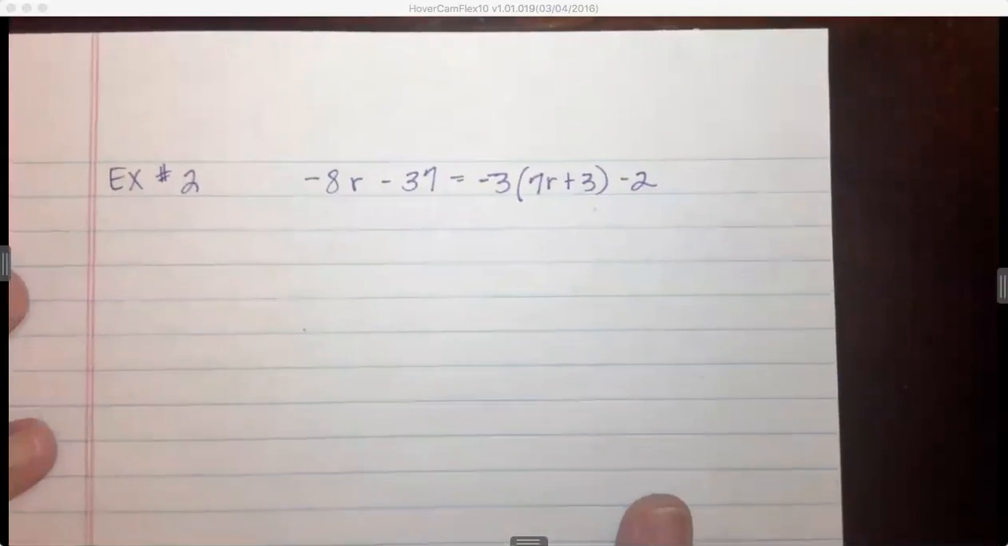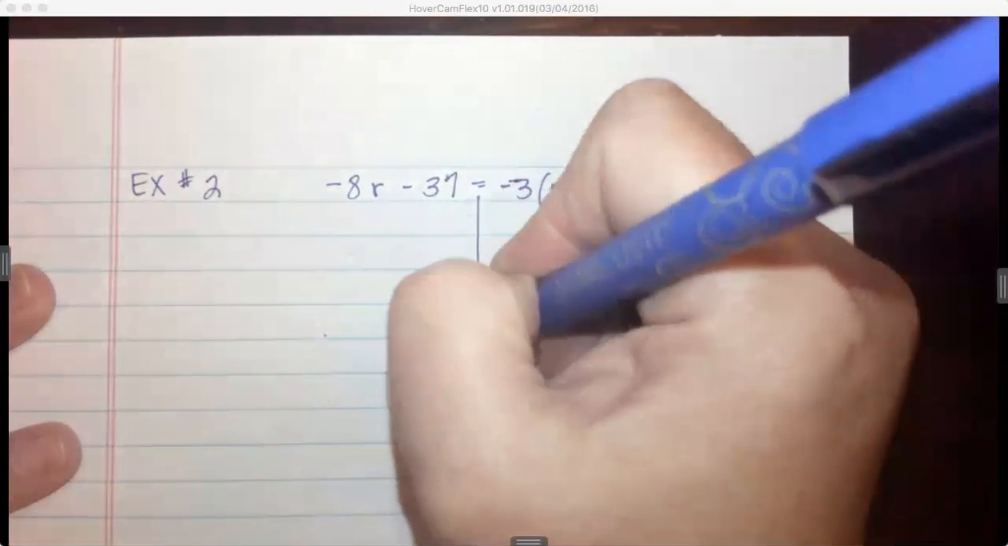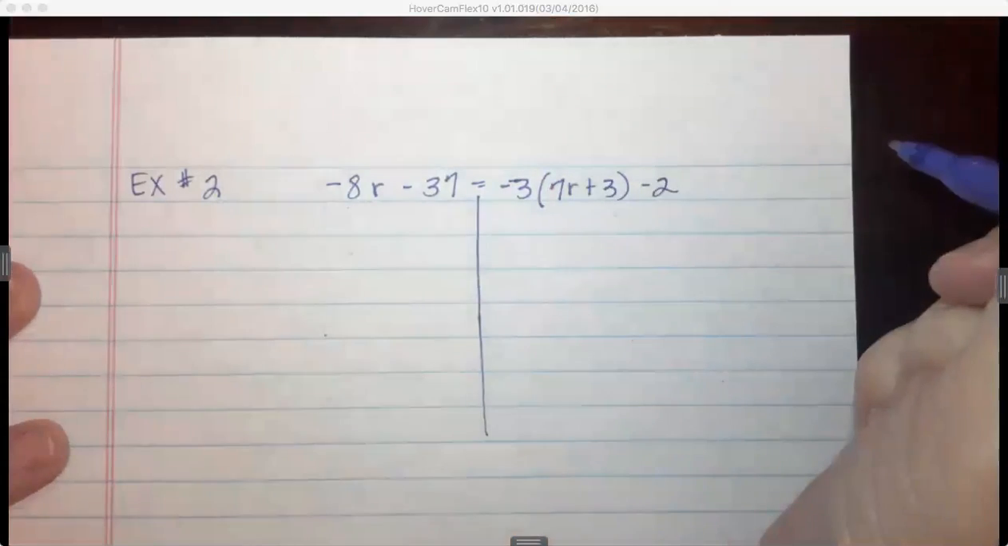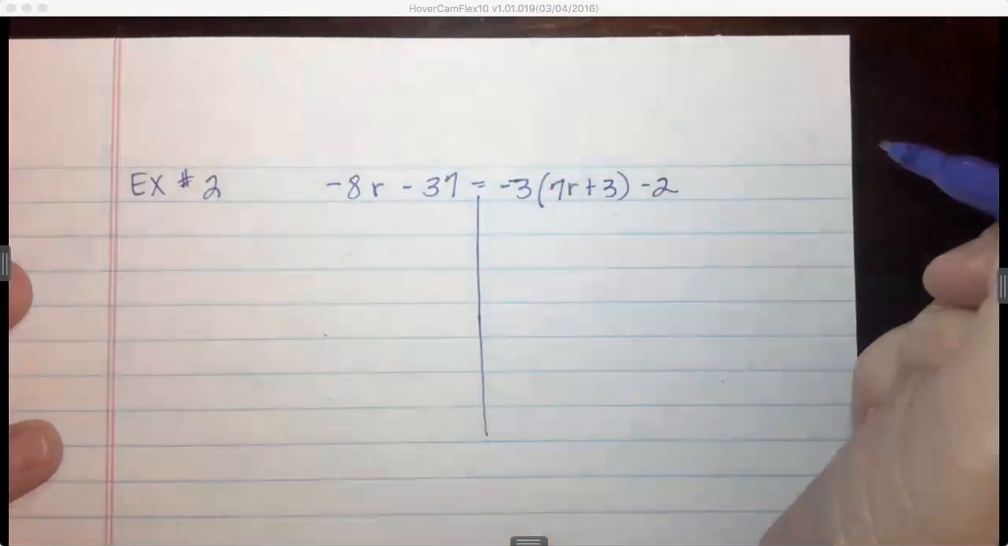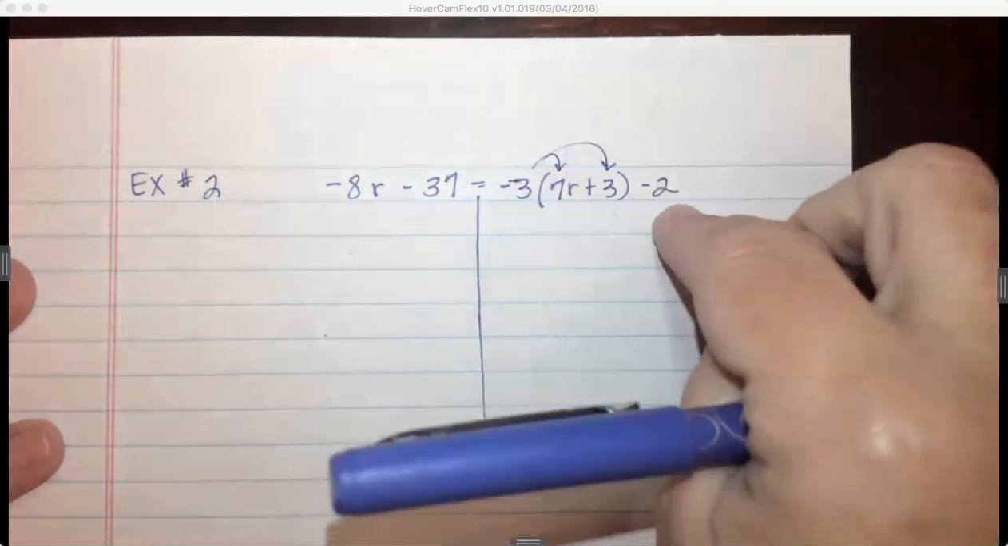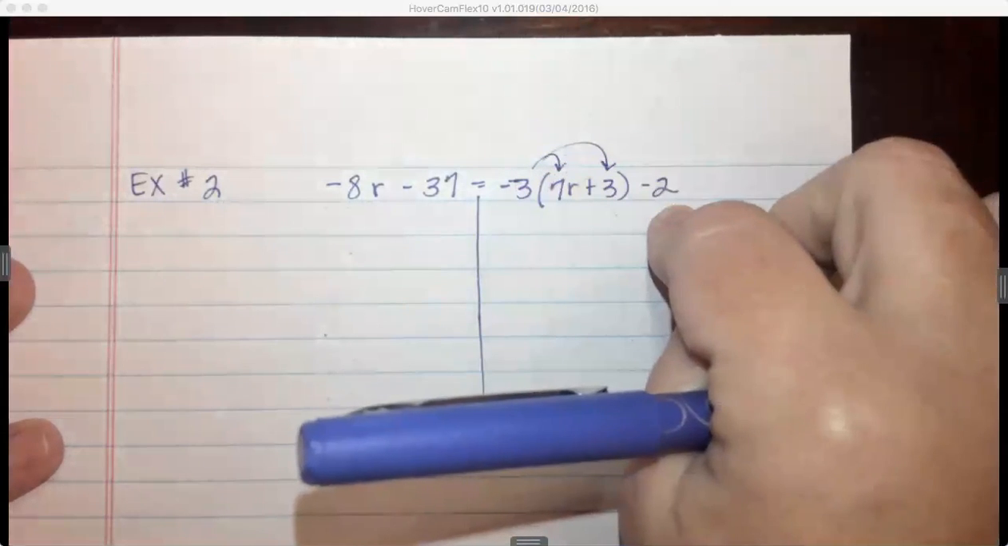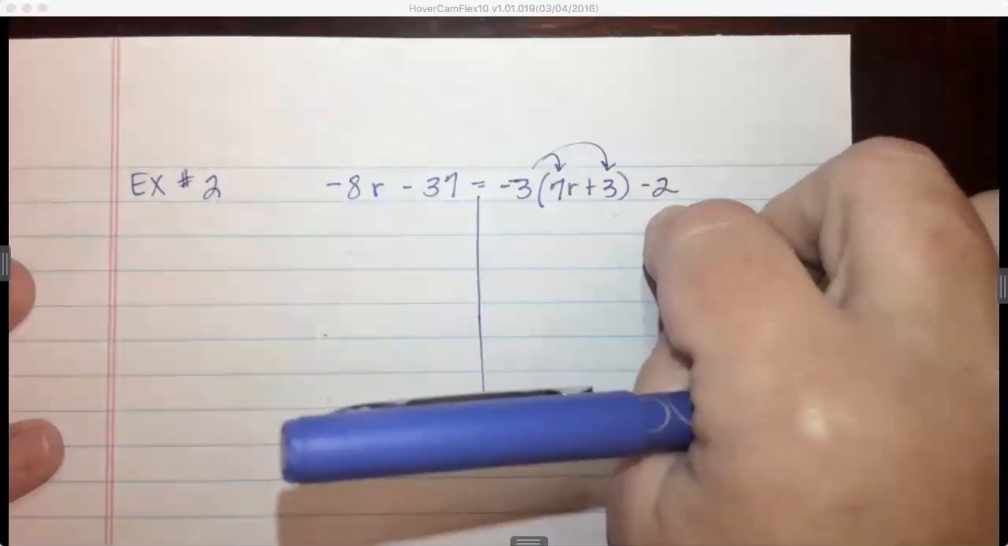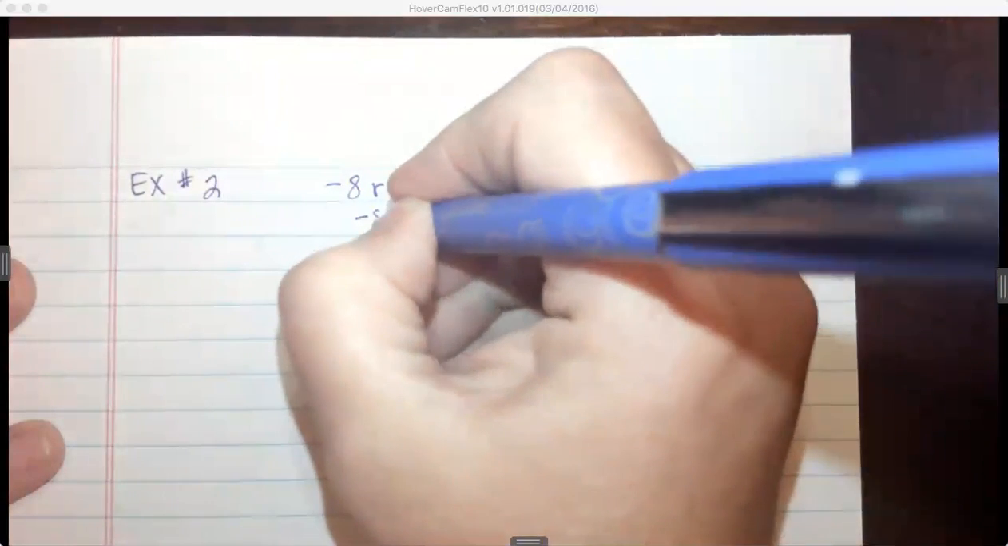So here's the example. This is a negative 3. We're going to draw our line. We're going to look for fractions. No fractions. Distribution. Oh, we do see distribution. I can distribute here and here. Notice I don't distribute it to this negative 2. It's not in the parentheses. It doesn't get counted. Okay, it doesn't get distributed to.